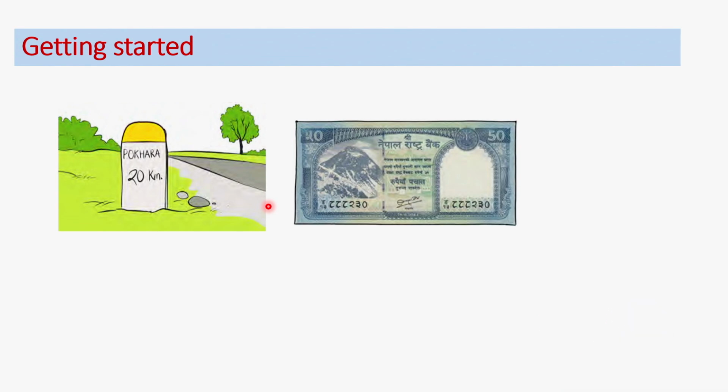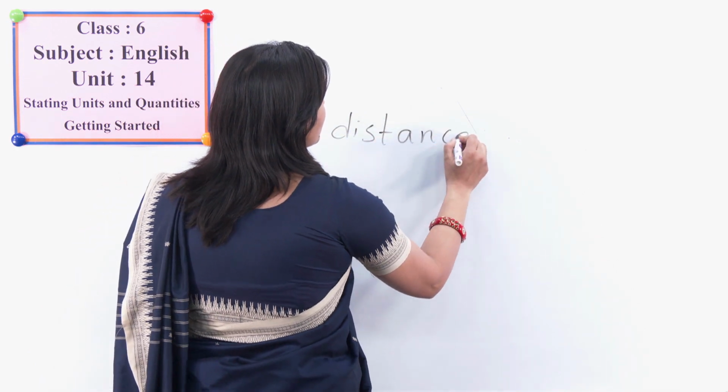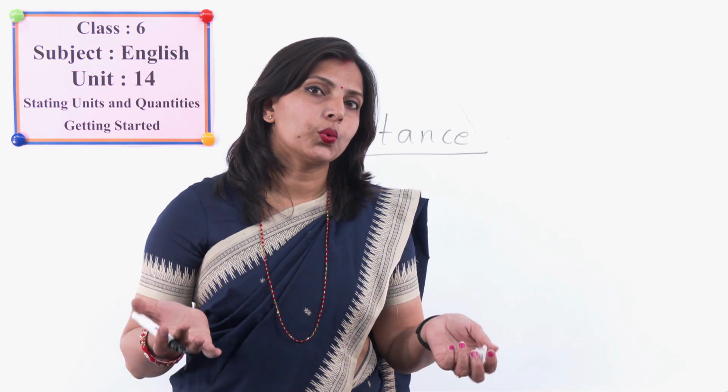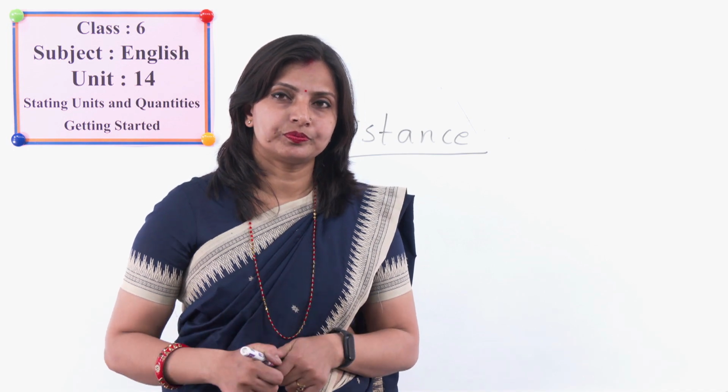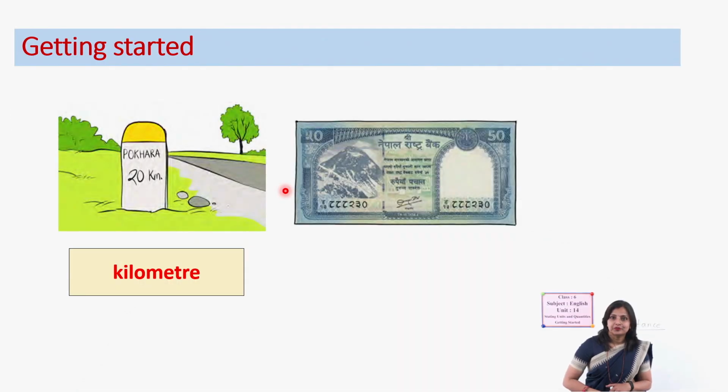How do you measure distance? What is the unit? Very smart. Yes, it's written there only. It's kilometer. So you say my village is 30 kilometer from Kathmandu, or my village is 20 kilometer west, yes, 300 kilometer east, like that. So distance is measured in kilometer. Km is the short form.